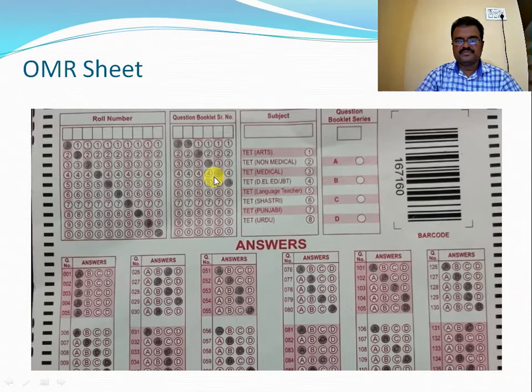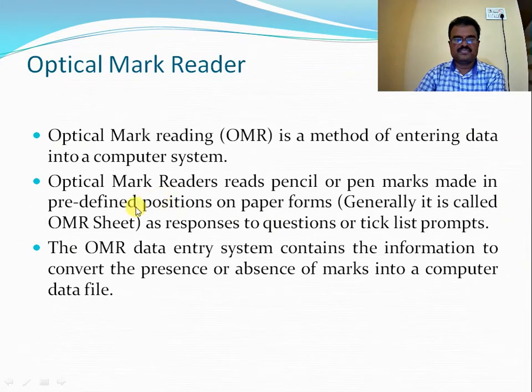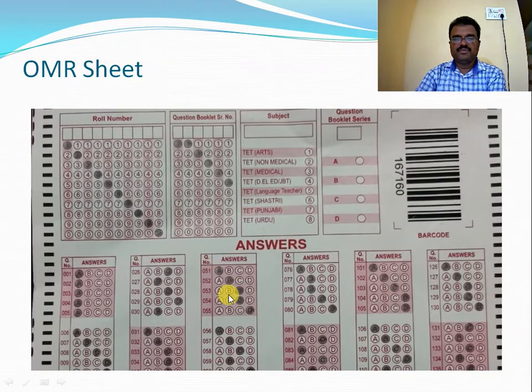These are the responses, marked with pencil or pen. These are predefined positions, as these are pen marks made in predefined positions on the paper forms. So this is the paper form and these are predefined positions, and these predefined positions are known by the computer itself, I mean the software developer. Generally these types of sheets are used in entrance examinations. The person who is taking the entrance examination has to give his responses according to his answers. There are multiple choice questions here. Every question has four answers, and among these four, the user has to give one answer.